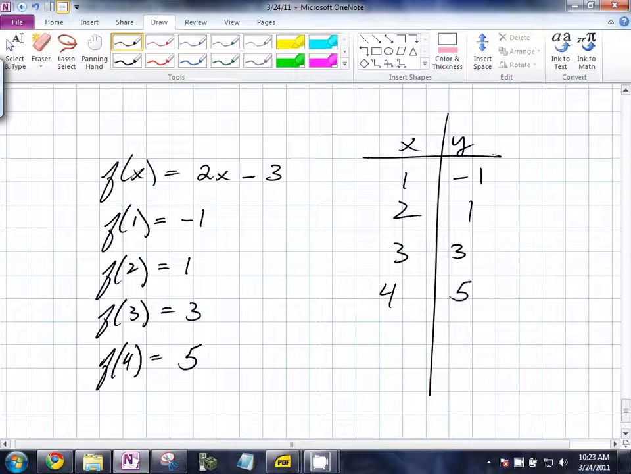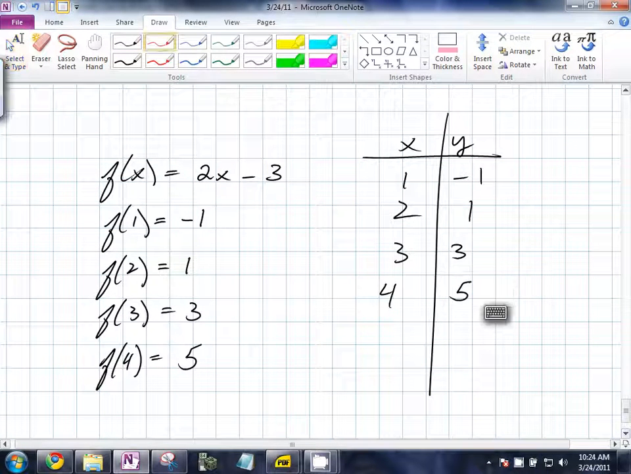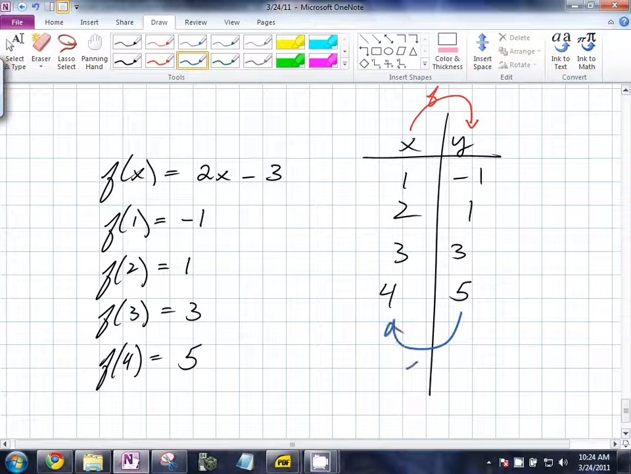What does f inverse do? Yeah. If you plug in 1, you get out negative 1. If you plug in 2, you get 1. But what does f inverse do? If you plug in negative 1, what do you get out? 1. Find me f inverse. Do that now. Play around for a second. You need an equal sign. I need a function.